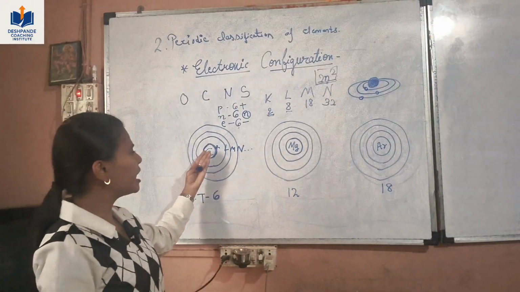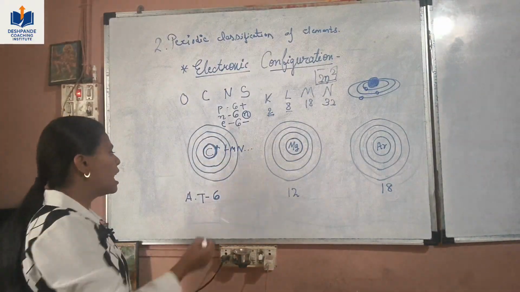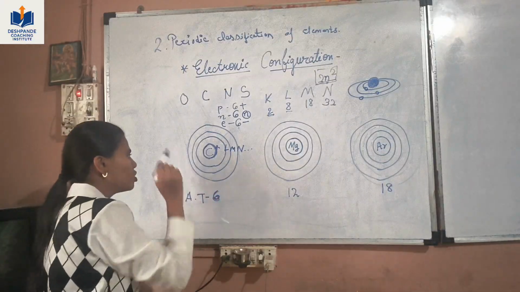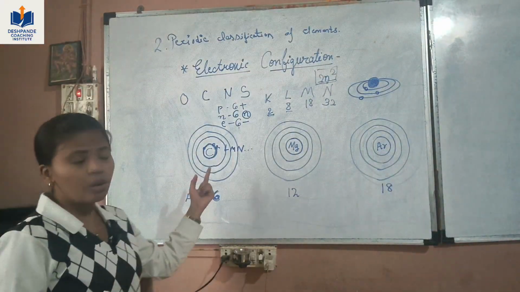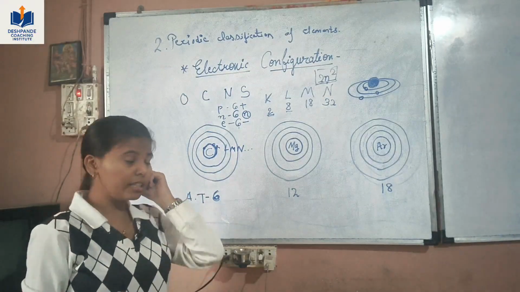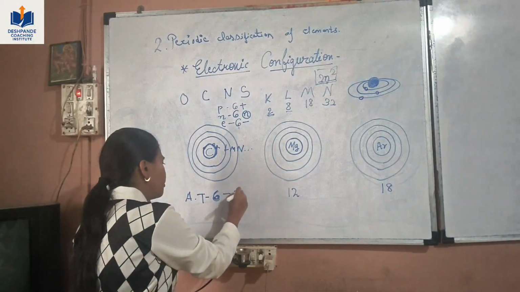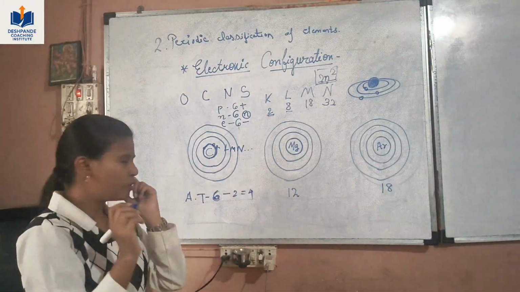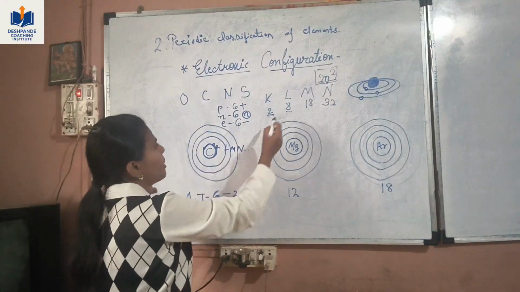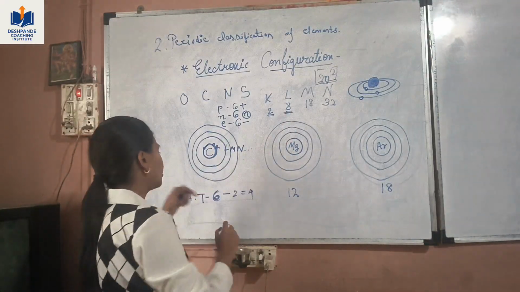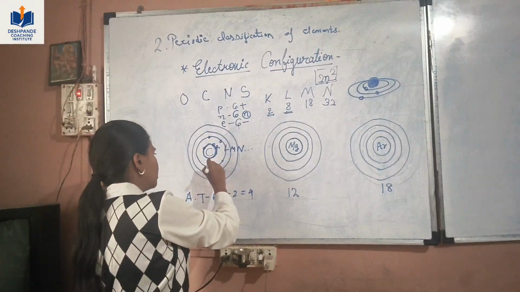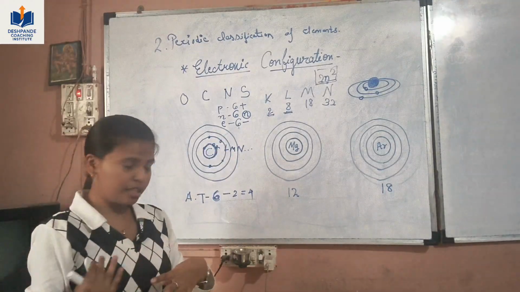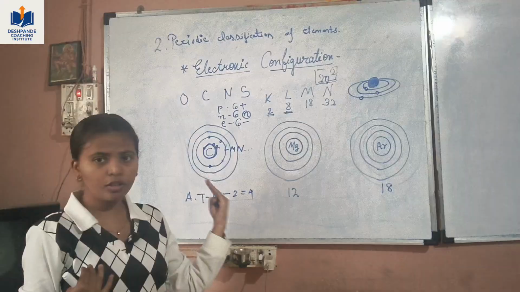Okay, so the K shell has a capacity of 2 electrons and we have 6. So we'll put 2 electrons in the K shell. After we have put 2 electrons in the K shell, the remaining are 4. So 4 electrons are remaining. The capacity of L is 8, so we can put only 4 because we have 4. 1, 2, 3, 4. And that's it. This is the electronic configuration of carbon.